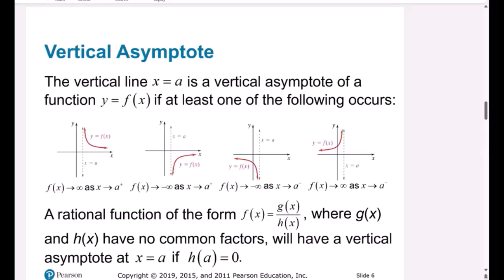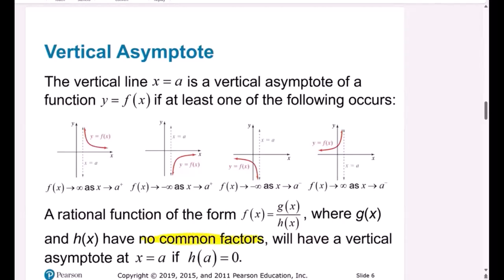Now we want to talk about the vertical asymptote. Notice it's asymptote. The equation x equals a is a vertical asymptote of the function if at least one of the following occurs. One thing on this slide that's very important is a rational function of this form where g of x and h of x have no common factors.